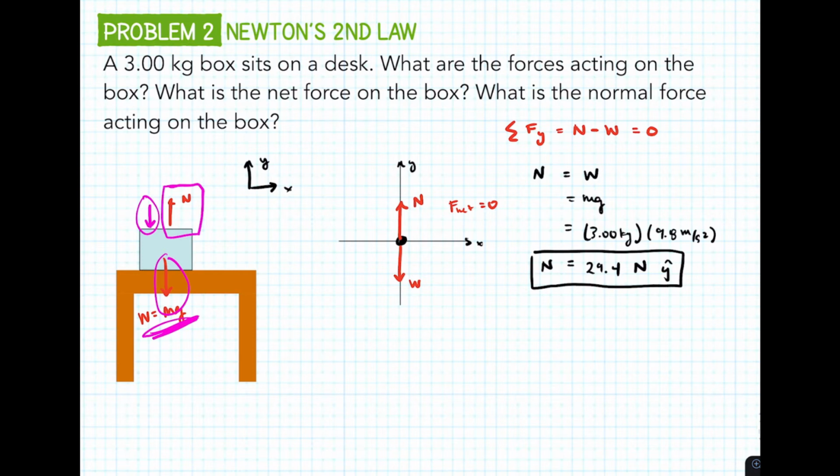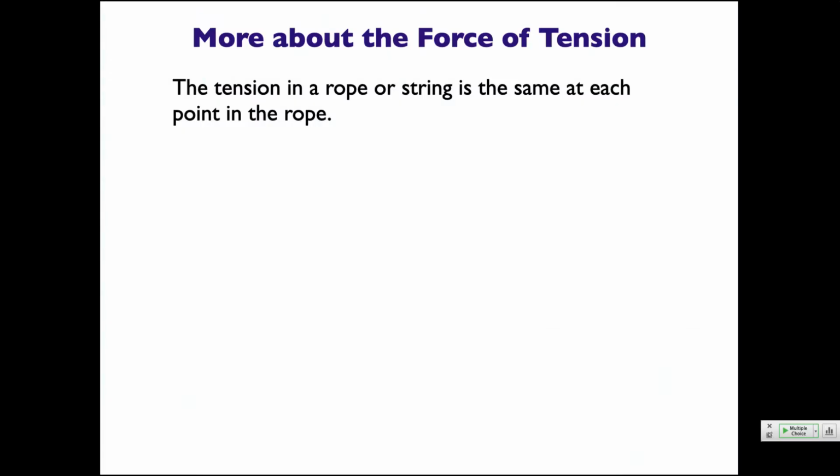So if you add it, because remember the weight can't change. If the weight is 29.4 newtons and you add 5 newtons down, that means the normal force has to be 34.4 newtons. Okay.